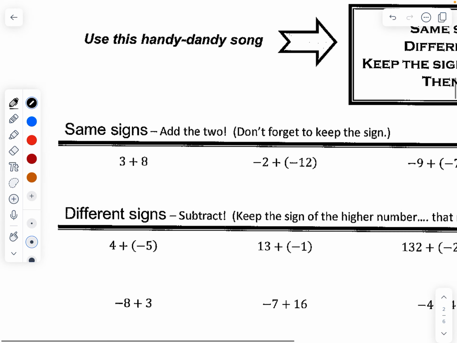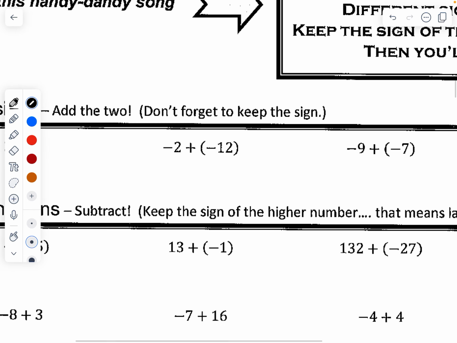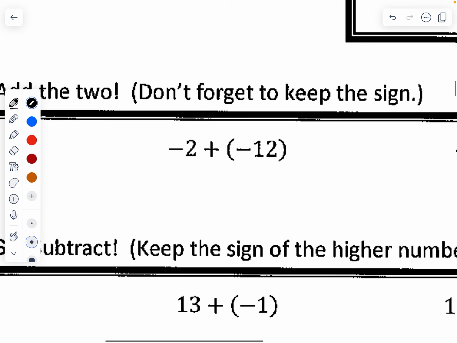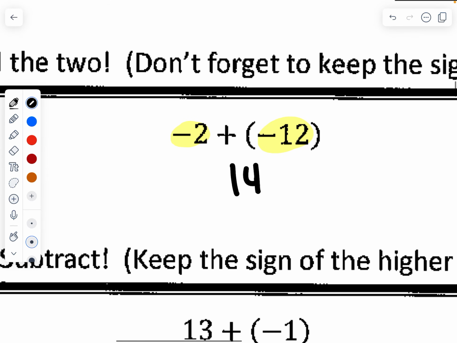So 3 plus 8, it's 11. We don't need to work through that one at all. -2 plus -12. These have same signs. They are both negatives. We can see that -2, -12. So same signs, add the two. 2 plus 12 is 14. And then it says keep the sign of the higher number. Well, 12 is higher than 2. It has a higher absolute value, so it's negative.